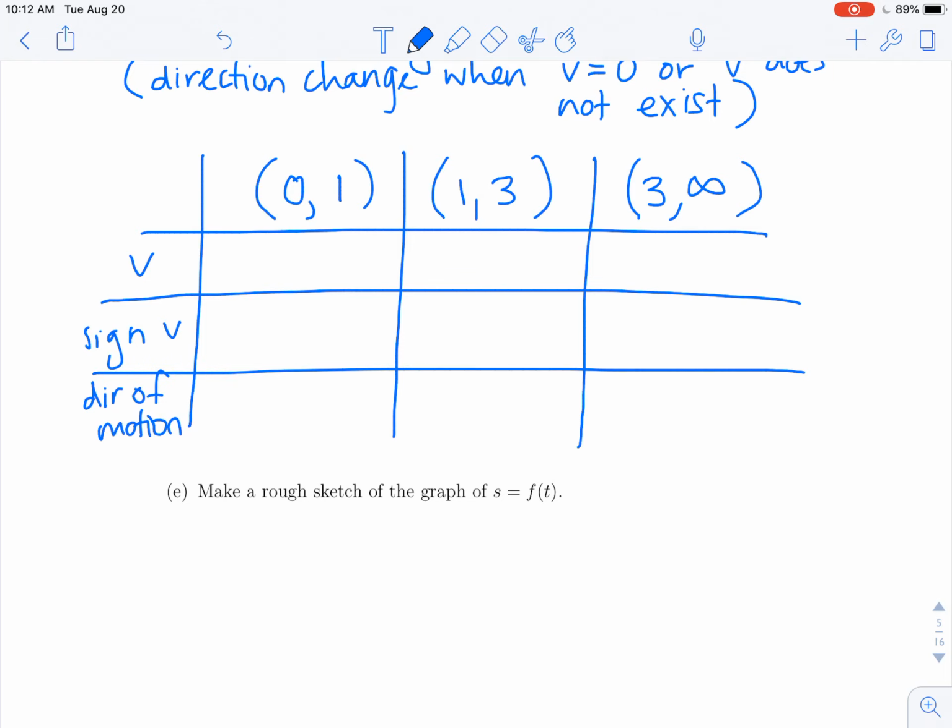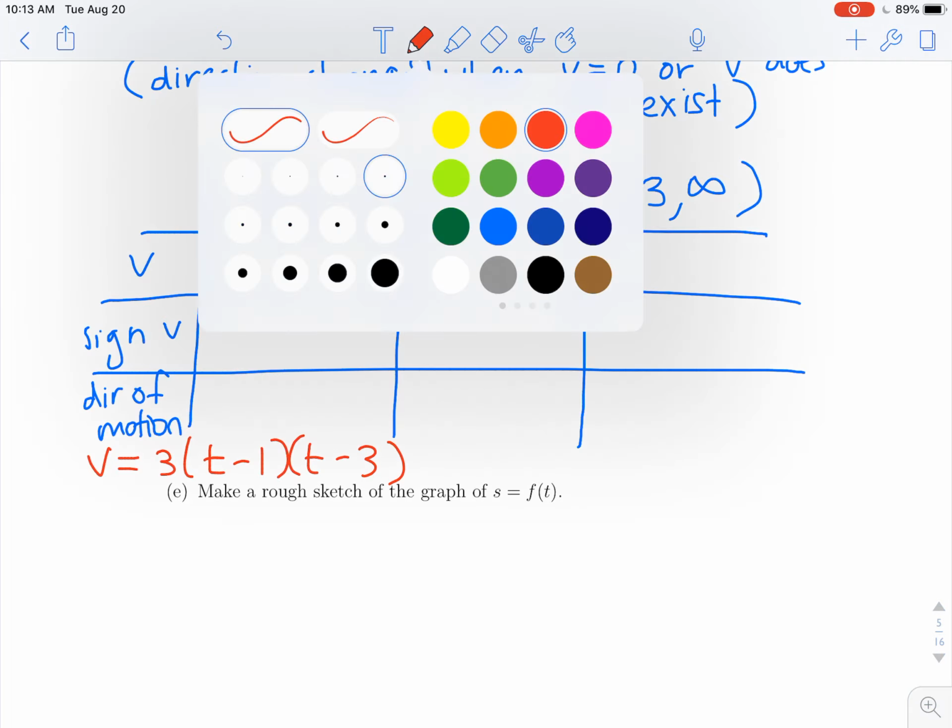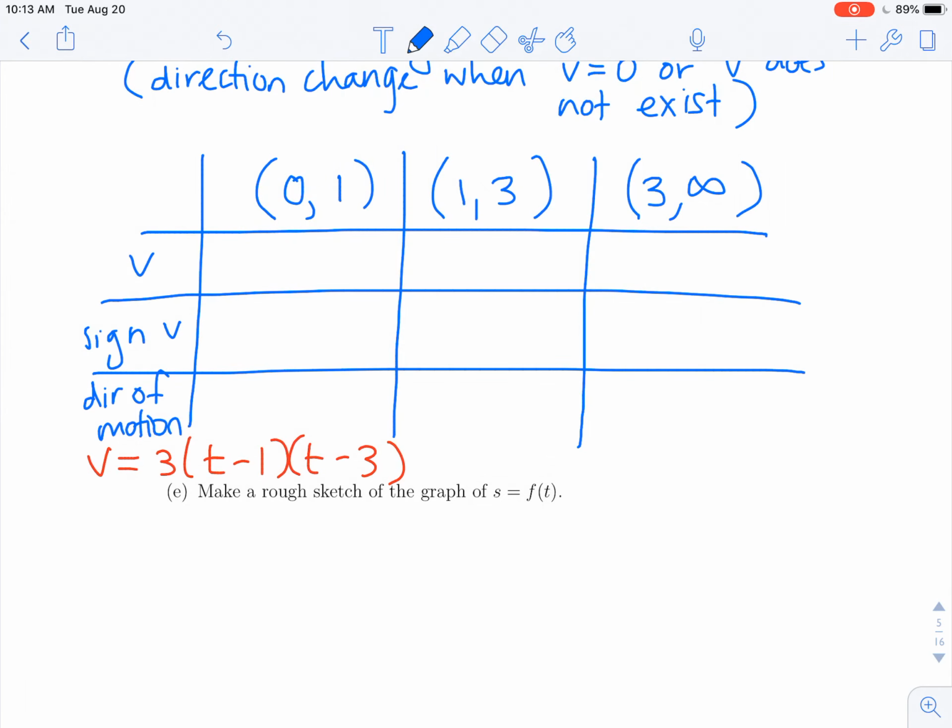So I'm going to use the factored version of V, which was V equals 3(t minus 1)(t minus 3), because it's going to make it easier for me to tell whether something is positive or negative. So I'm going to do V of a half, and that's going to be 3 times a half minus 1, so negative 1/2, and then a half minus 3, which I'll just write as a half minus 3. It's going to be negative.